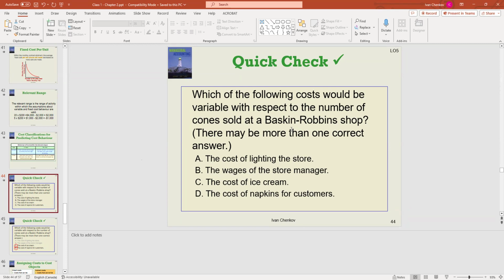No. Absolutely not. Regardless if we have customers or not, regardless if we're selling ice cream or not, we still have to pay for the lighting. So definitely not a variable cost. Wages of the store manager. No. We still have to pay that person regardless if we have customers or not. How about the cost of the ice cream? Yes. How about the cost of the napkins for the customers? Yes. So the variable costs are the cost of the ice cream and the cost of the napkins for the customers.